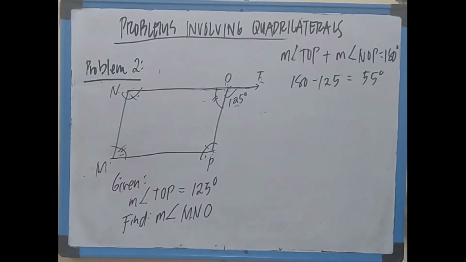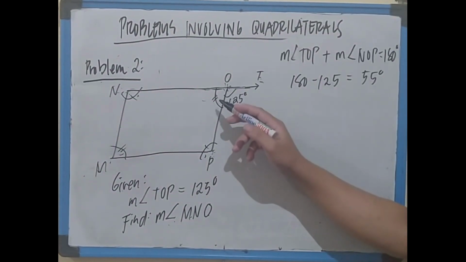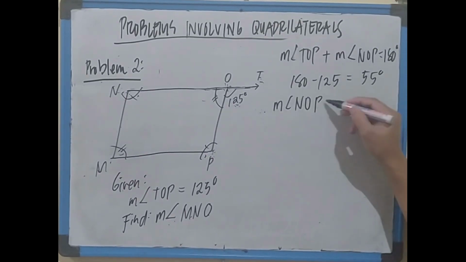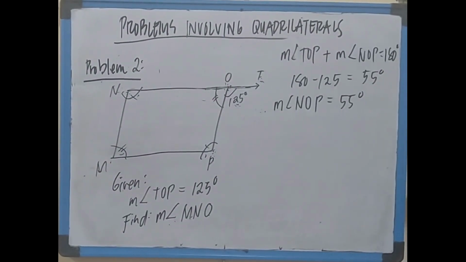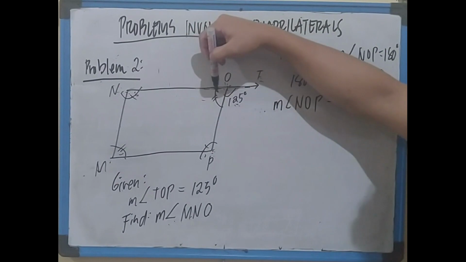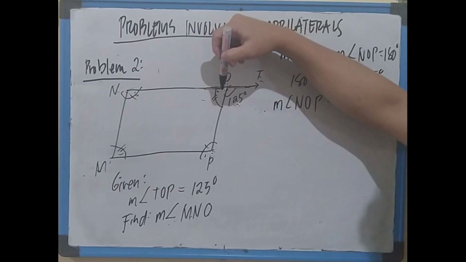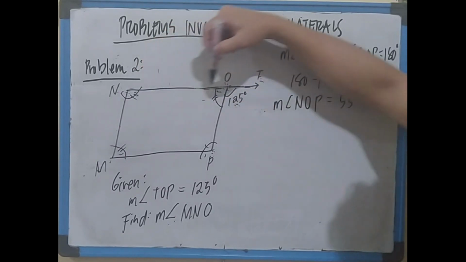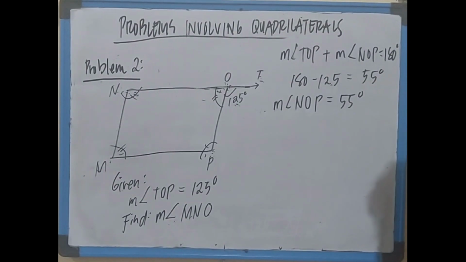Okay? So we have now 55 degrees as measure of this one, yung nasa loob. Okay, so that is the angle NOP, which is 55 degrees. Kasi 55 plus 125 is 180 degrees. Ngayon, itong magkasunod na angle guys, ng isang parallelogram, kagaya ng sinabi ko kanina, before tayo mag-start ng problem, is also supplementary or 180 din po ang total nila. So if this is 55, ang kulang po natin is another 125 degrees.